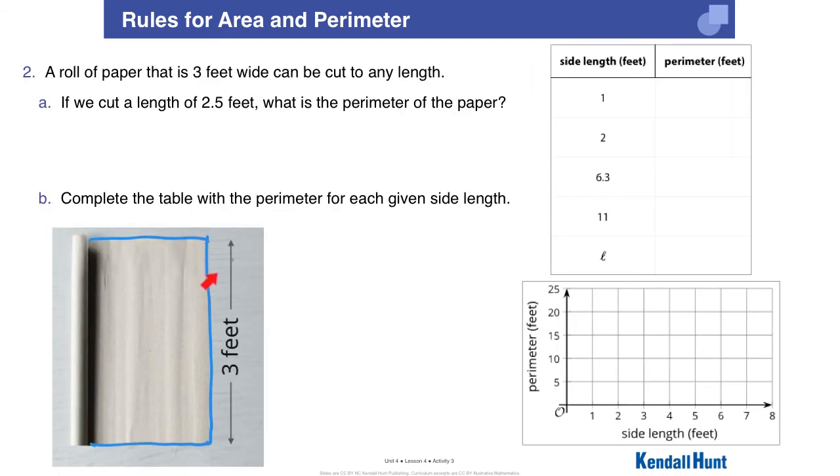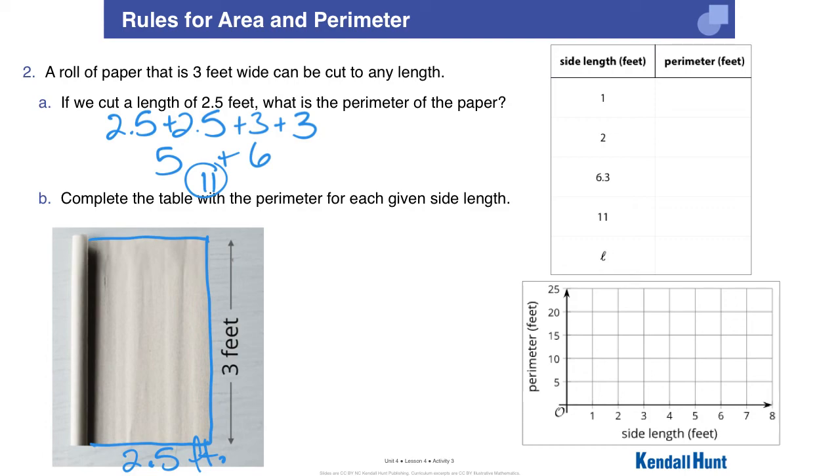We have a roll of paper that is 3 feet wide and we're going to roll it out and cut it to any length. If we cut it to a length of 2.5 feet, I'm going to label that right there. What is the perimeter of the paper? Well, we could figure that out by doing 2.5 plus 2.5 plus 3 plus 3, and that's going to be the same as 11 as my perimeter.